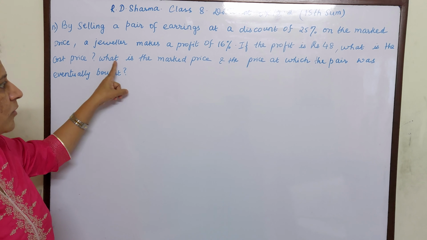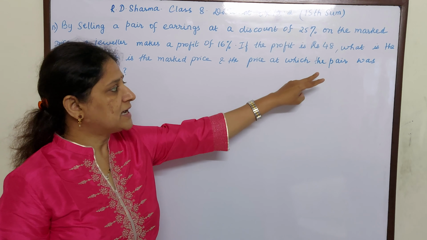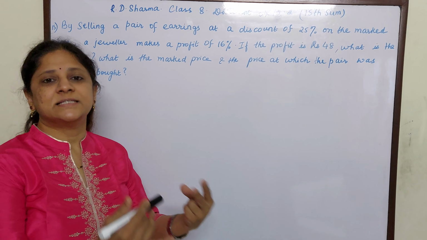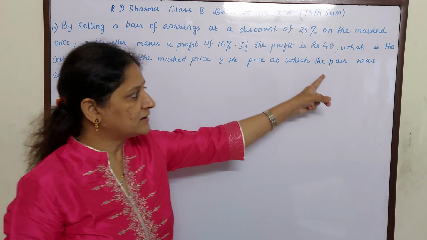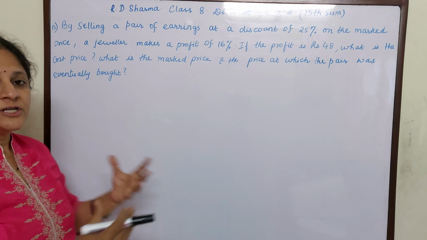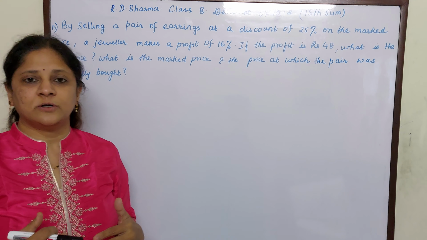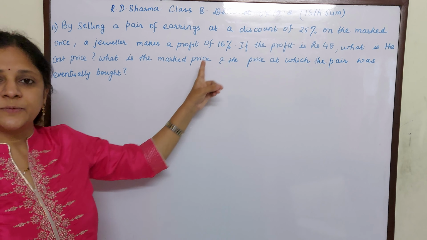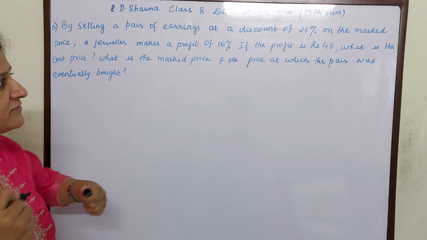First question: what is the marked price? The second question: at what price was the pair eventually bought, or what was the selling price? That means if a customer is buying, the shopkeeper has sold, so they are asking for the selling price. So here we have to find the cost price, marked price and selling price. Let us first write down the information which we have.